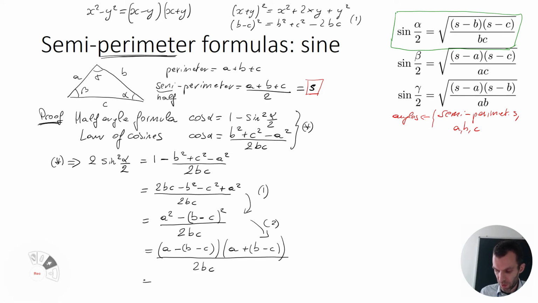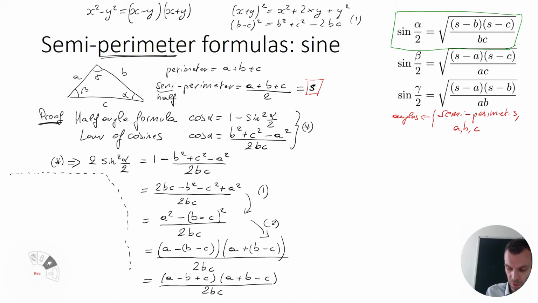So I can make that a bit nicer, get rid of some of those parentheses by writing it as (a minus b plus c)(a plus b minus c) divided by 2bc. And now, in order to relate that to the semiperimeter, I'm going to create some space here, so this is getting quite a full slide. But let's look a bit at what I know about the semiperimeter.